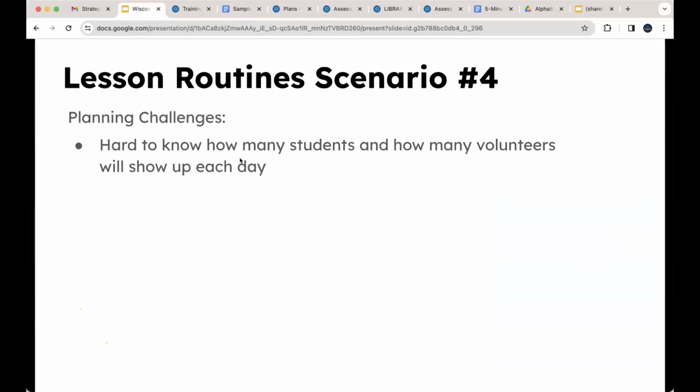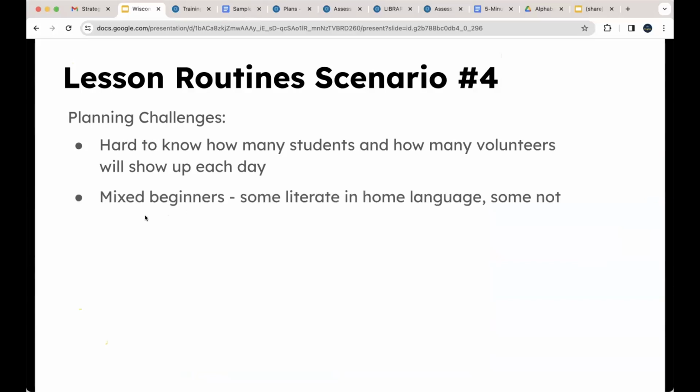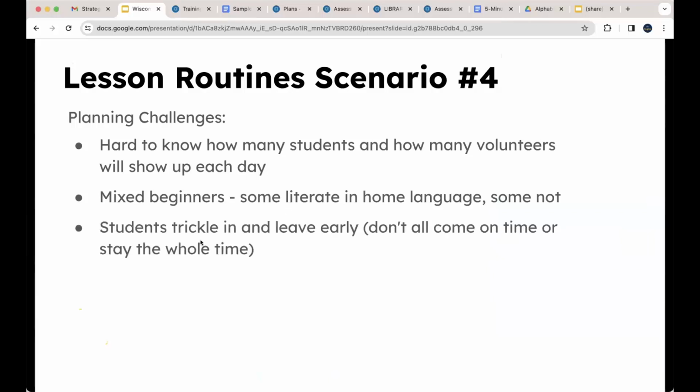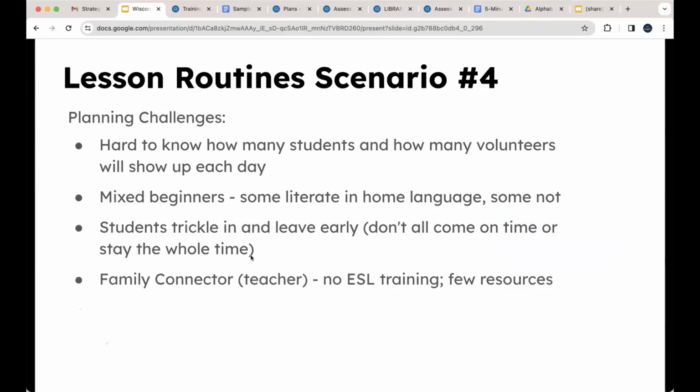One of the planning challenges in this situation is it's hard to know how many students and how many volunteers are going to show up each day. It's more of a drop-in situation. All of those beginners are mixed together. Some are literate in their home language and some are not. The students trickle in and leave early. They don't all come on time or stay the whole time.